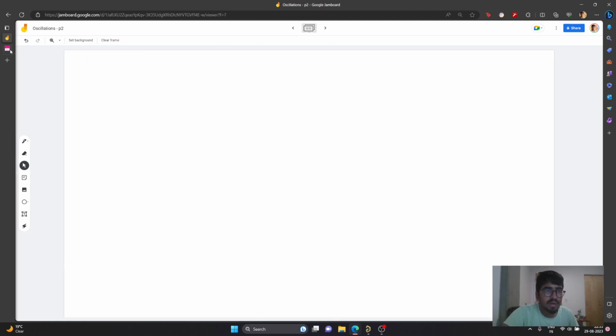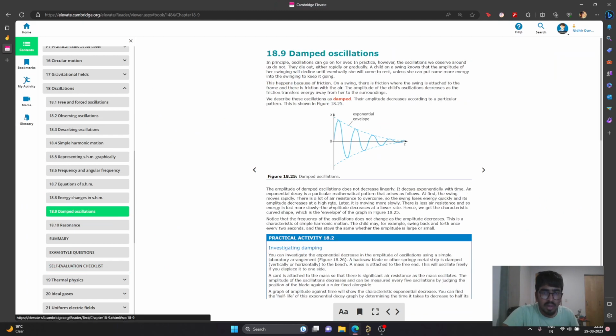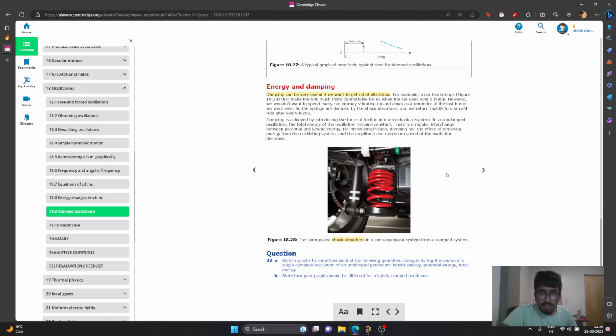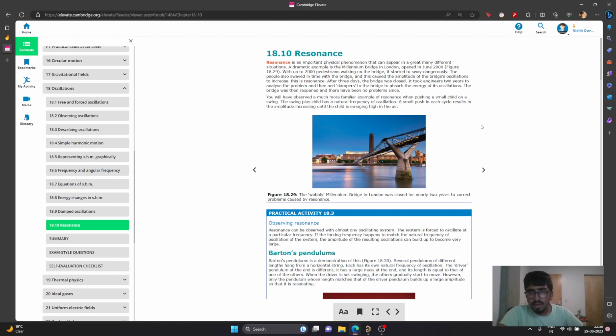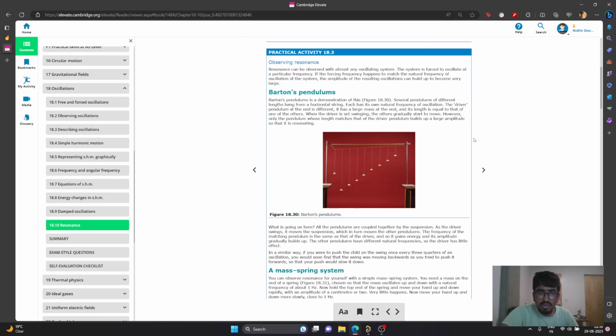Okay, if we understand all of this, then we talked about damping a little bit. Then the last thing we are talking about is resonance, also a little bit.